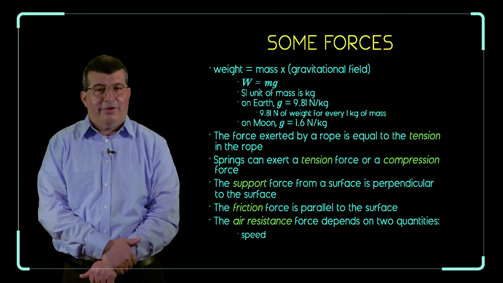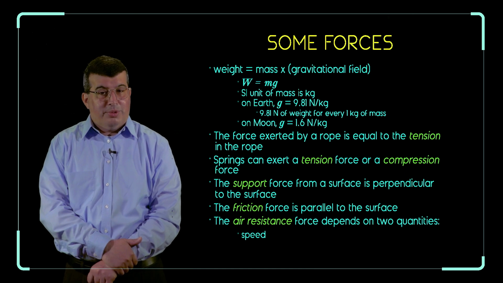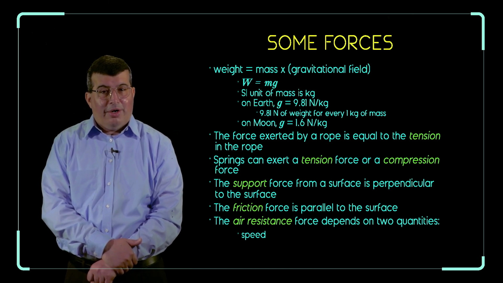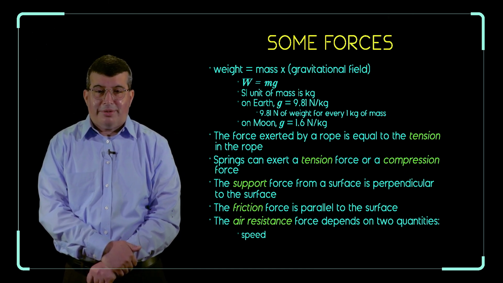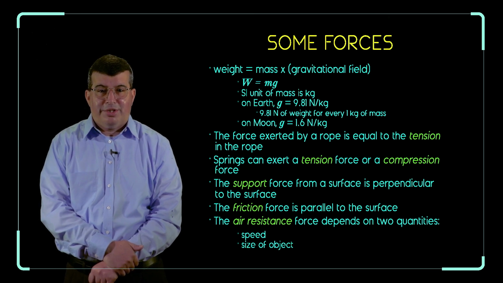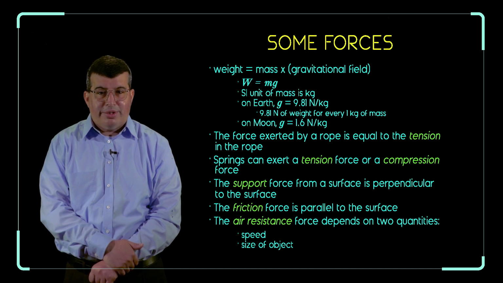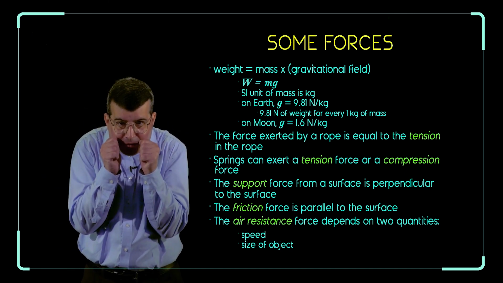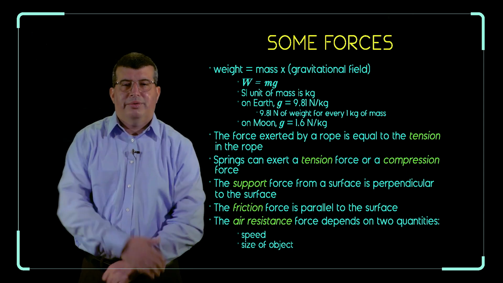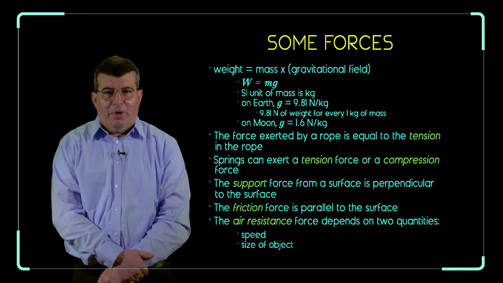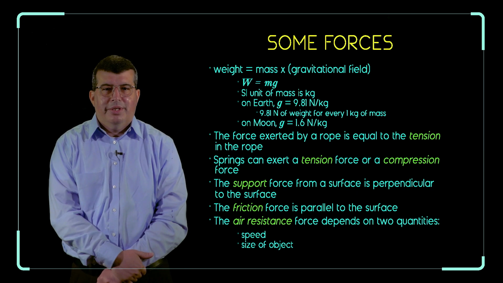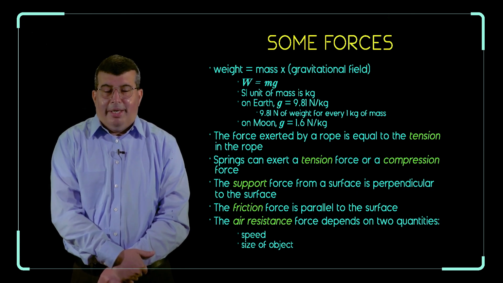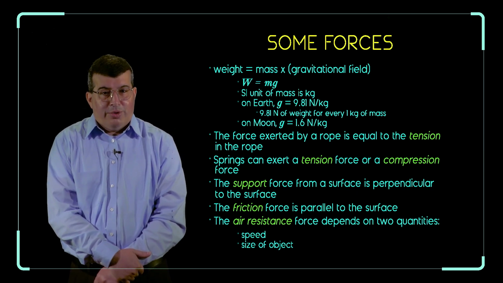However, unlike friction, the air resistance force depends on speed. It also depends on the size of the object. So that's why, for example, bicyclists, when they want to reduce their air resistance force, will scrunch down and make themselves smaller to have a smaller air resistance force. And finally, a person can exert an applied force on an object.